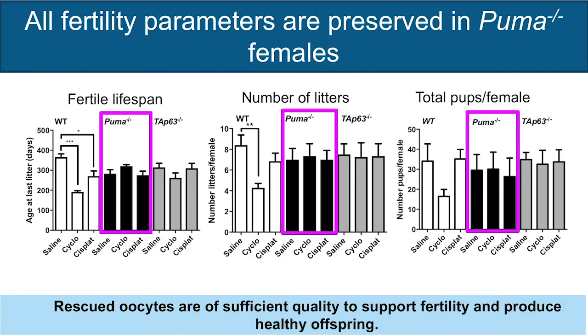But importantly, all of these fertility parameters were completely preserved in the Puma knockout females. So these rescued oocytes are in fact of sufficient quality to support fertility and produce healthy offspring. So we know that loss of Puma can protect oocytes or prevent the oocytes and primordial follicles from undergoing apoptosis and dying. And we know that these oocytes can then go on to produce healthy offspring.